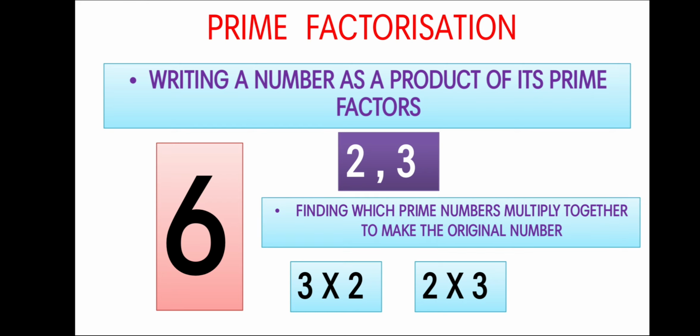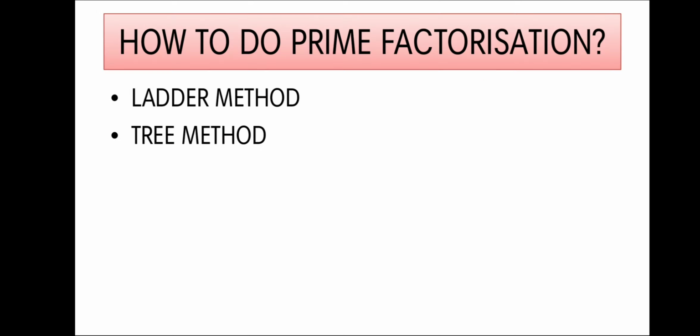That means we have to find some prime numbers such that when we multiply, we get the original number. So the prime factorization of 6 is 3 into 2 or 2 into 3. Now, how to do prime factorization? There are two methods. One is the ladder method, or we call it the division method, and the other is the tree method, or what we call factor trees.